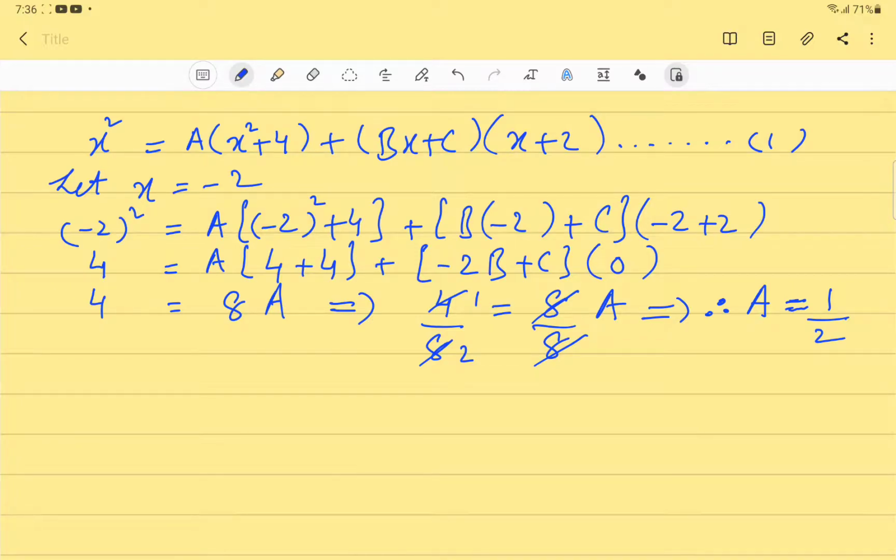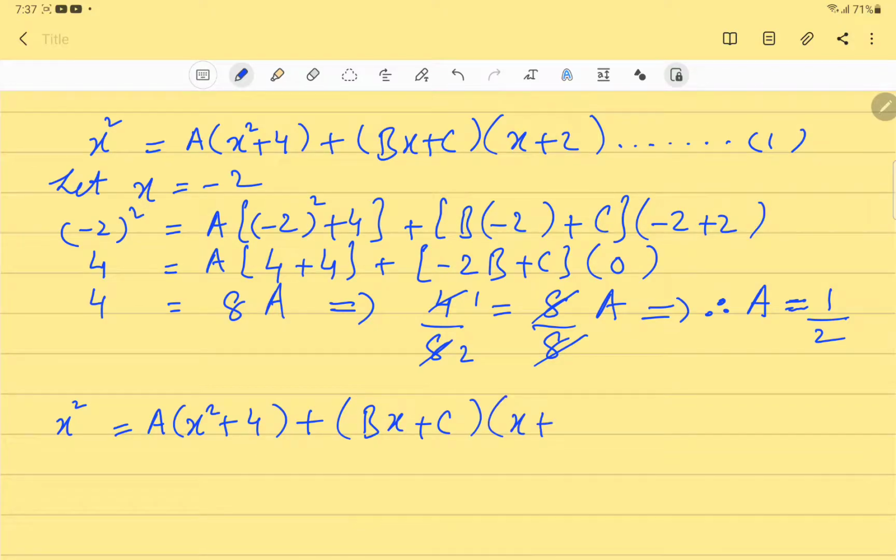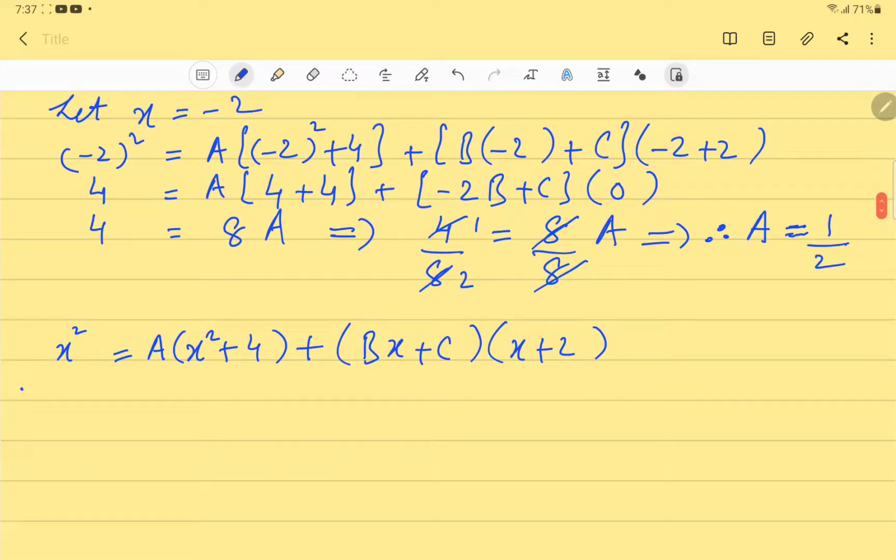Now we have no other value which we could assume in the equation to find out the values of the remaining two constants. So in this case we will solve the equation on both sides and then compare the coefficients of different degrees of x in order to form equations, and then solve those equations to get the values of b and c. So let's write our equation one more time. X squared is equal to a into x squared plus 4 plus bx plus c into x plus 2. Let's multiply it. Here we can write x squared plus 0x plus 0 because we don't have any term with the variable x or any constant here.